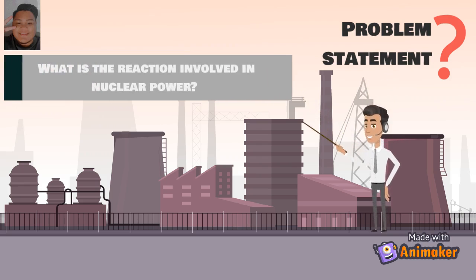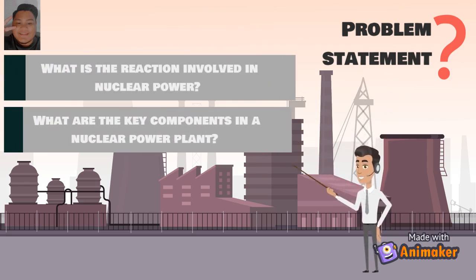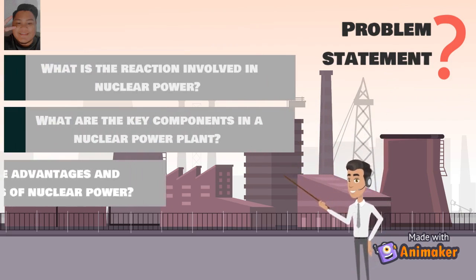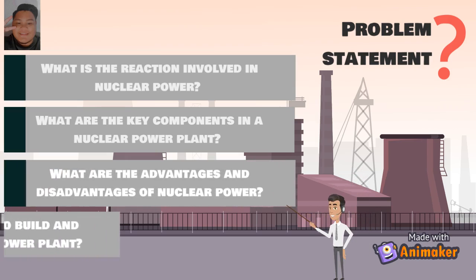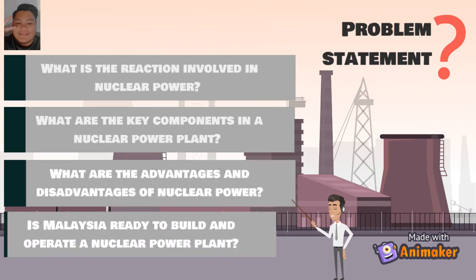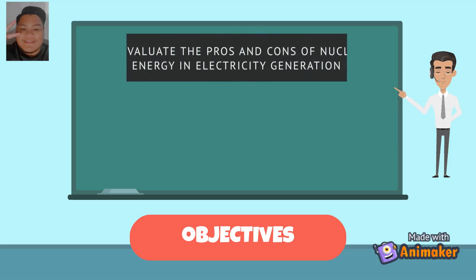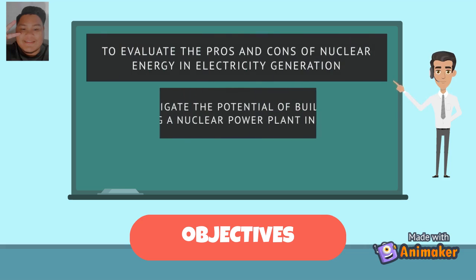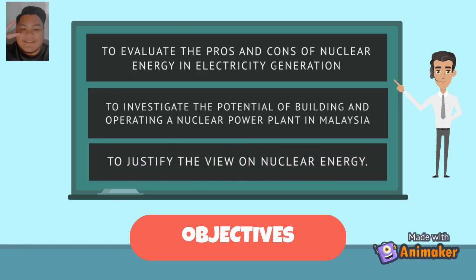What is the reaction involved in nuclear power? What are the key components in a nuclear power plant? What are the advantages and disadvantages of nuclear power? And is Malaysia ready to build and operate a nuclear power plant? The objectives of this study are to evaluate the pros and cons of nuclear energy in electricity generation, to investigate the potential of building and operating a nuclear power plant in Malaysia, and to justify the view on nuclear energy.